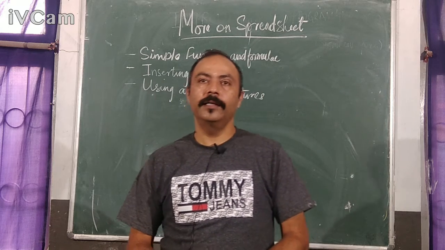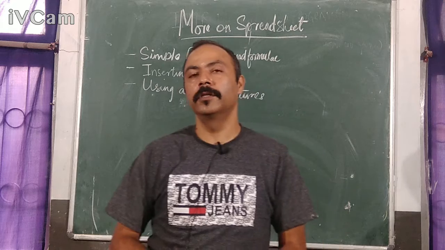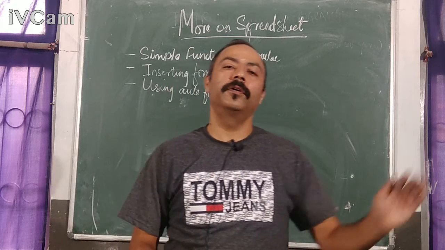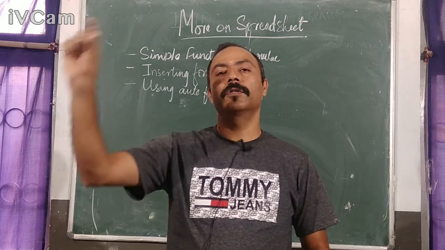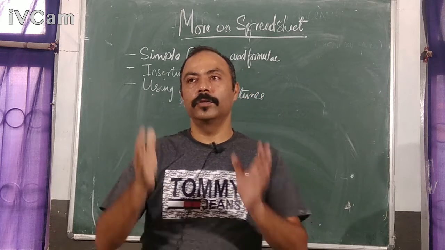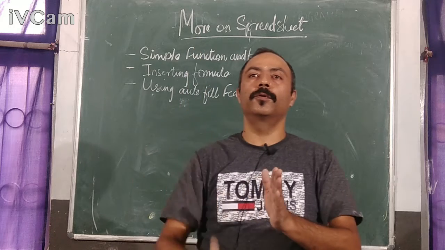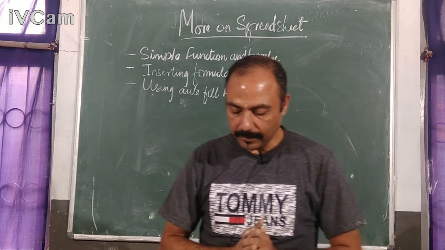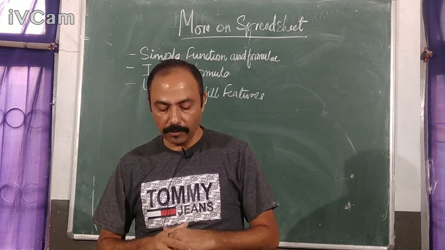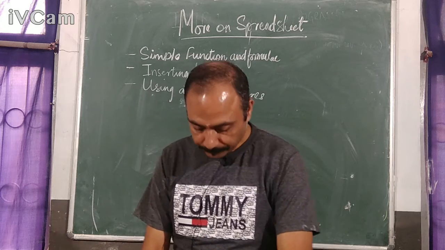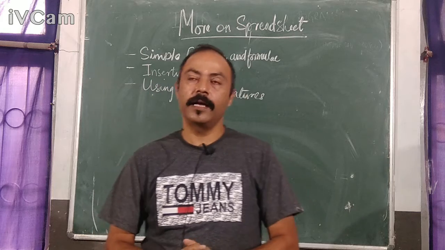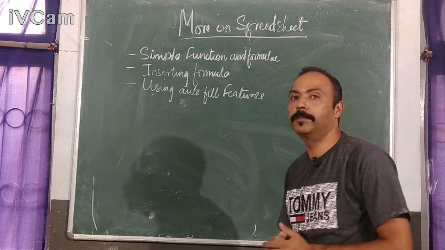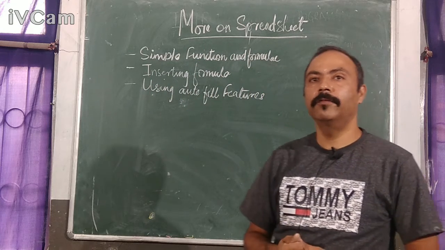So as you know, Excel is made up of rows and columns. The rows consist of numbers, and the columns consist of letters. So the intersections of rows and columns make the cell. Each cell has its address called the cell address, isn't it? Now let us come to the simple functions and formulas. So today's topic is simple functions and formulas.